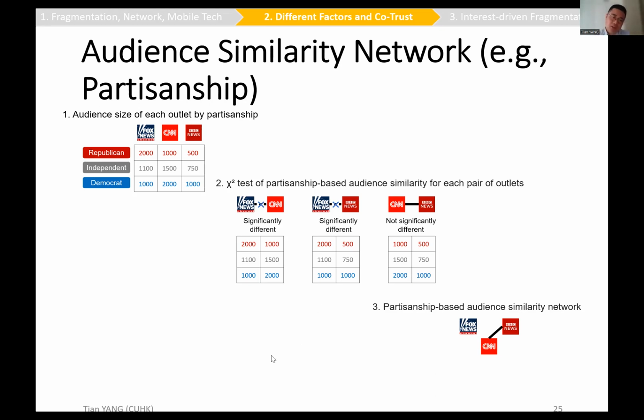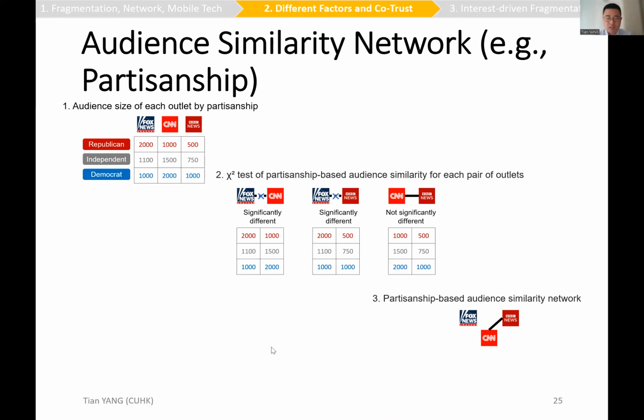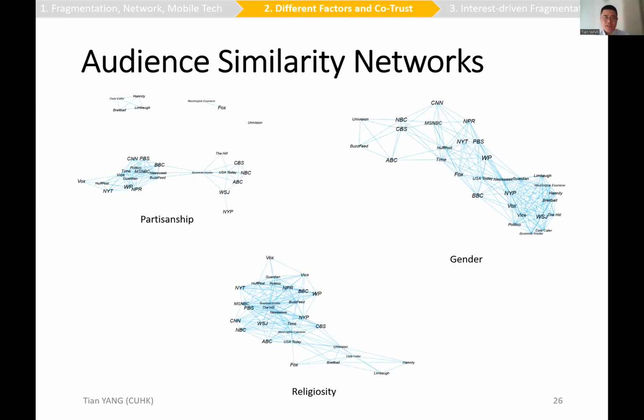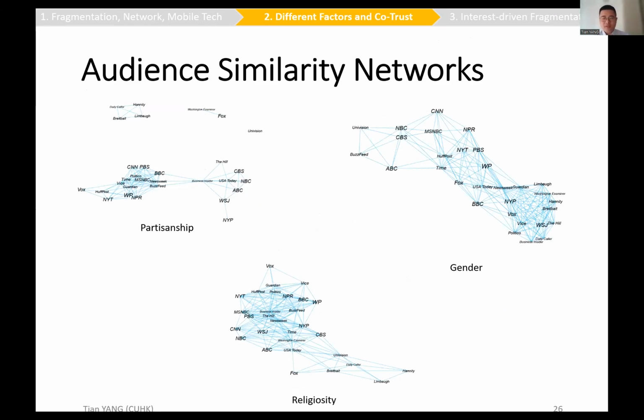You can imagine we can apply these techniques to a variety of factors, including gender, age, income, education, etc. Here I show three examples: a partisan-based exposure similarity network, a gender-based exposure similarity network, and a religiosity-based exposure similarity network. You can see in the upper left, the partisan-based exposure similarity network, we see several disconnected components, right? That's more like what we usually expect to find in an audience fragmentation network.